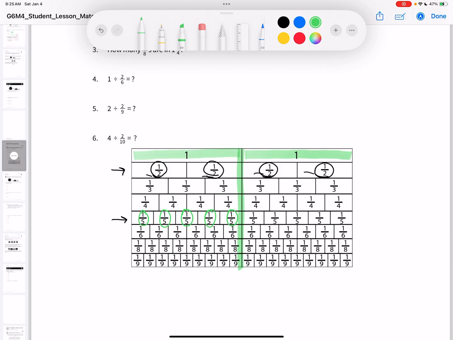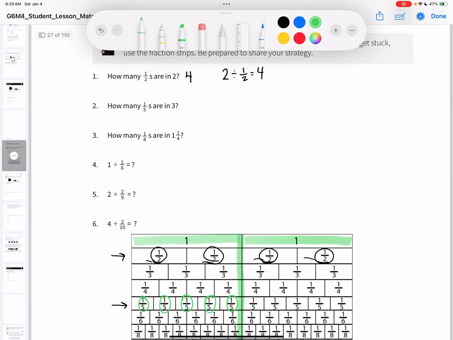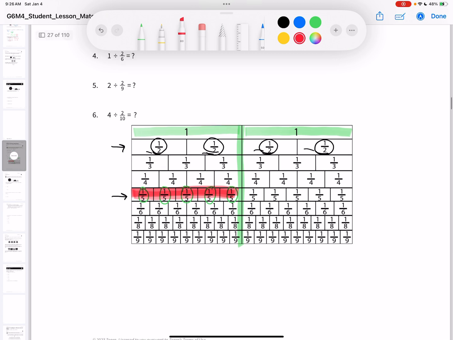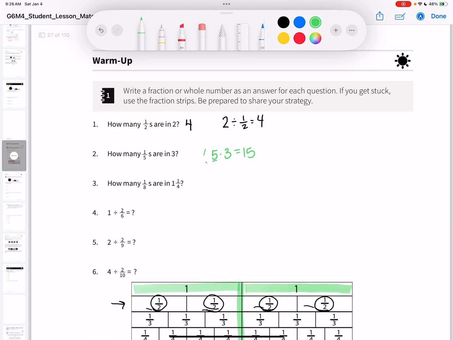So if there's 5 in 1 whole, how many are in 3 wholes? Well, that would be like saying 5 times 3, because there are 5 1/5s in 1, and we need 3 of those. And 5 times 3 is 15. So if I do this, I have 1, so that's 5, 10, 15, if I do that 3 times. So how many 1/5s are in 3?